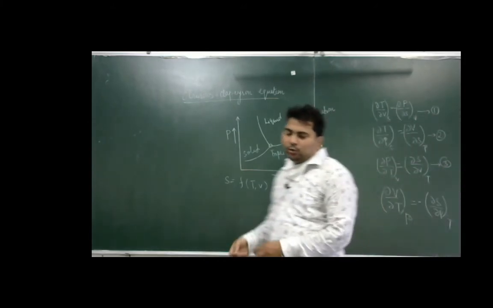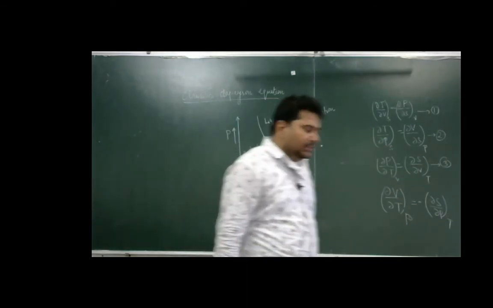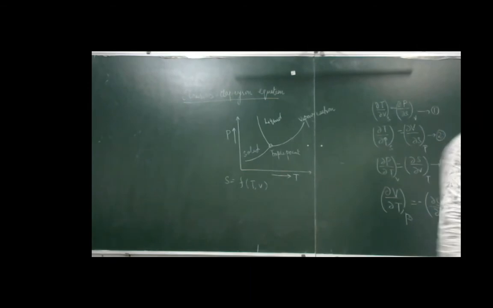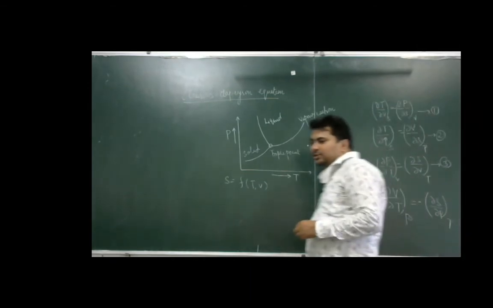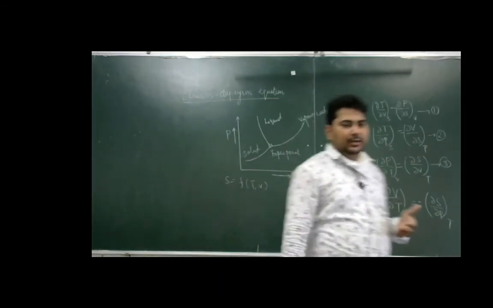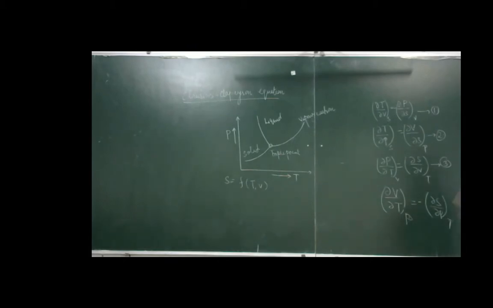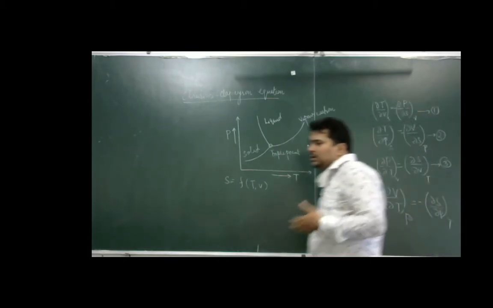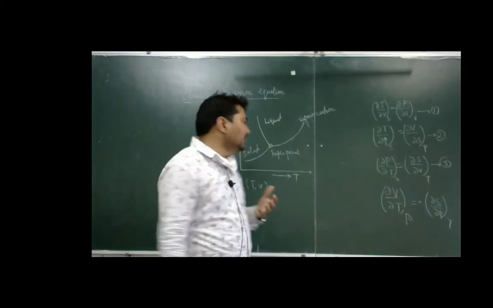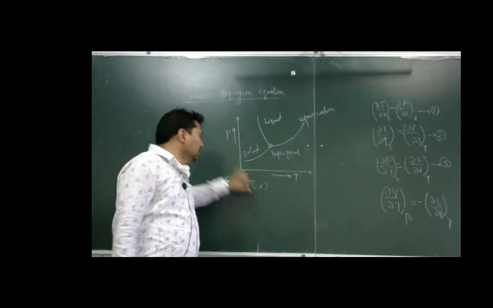So there are the four relations of the Maxwell. By these equations, we write the general expression for the Clausius-Clapeyron equation as well as for the inversion curve. Here the transformation from liquid to solid, from solid to vapor, there are the three phase transformations. Here this is the pressure line, this one is the temperature line.